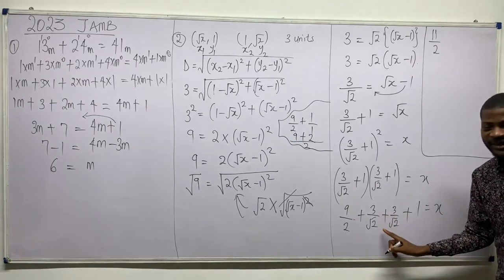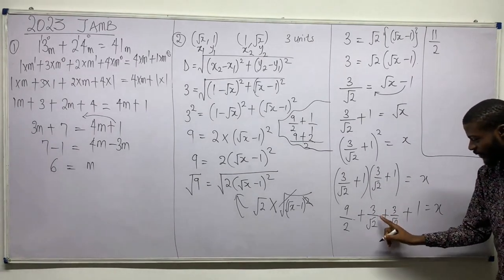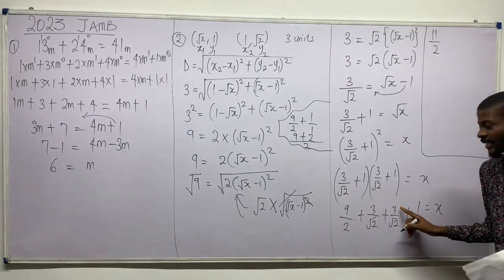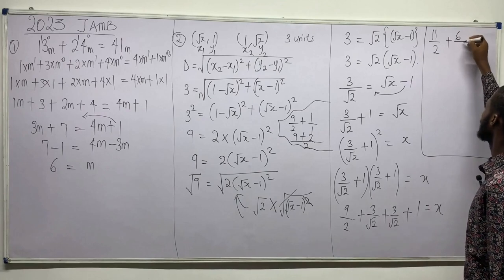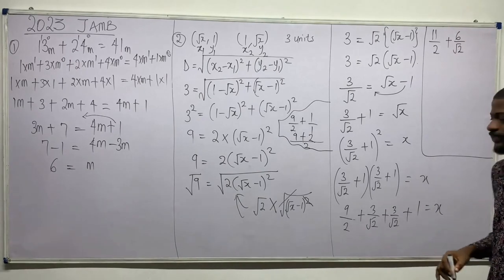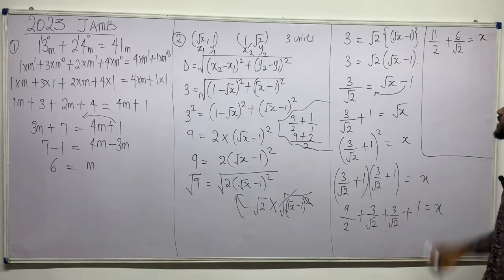Now, this other part, look at what I'm about to do. 3 over root 2 plus another 3 over root 2. What do you think that will give to us? It will give us 6 over root 2. Then this will be equal to x.